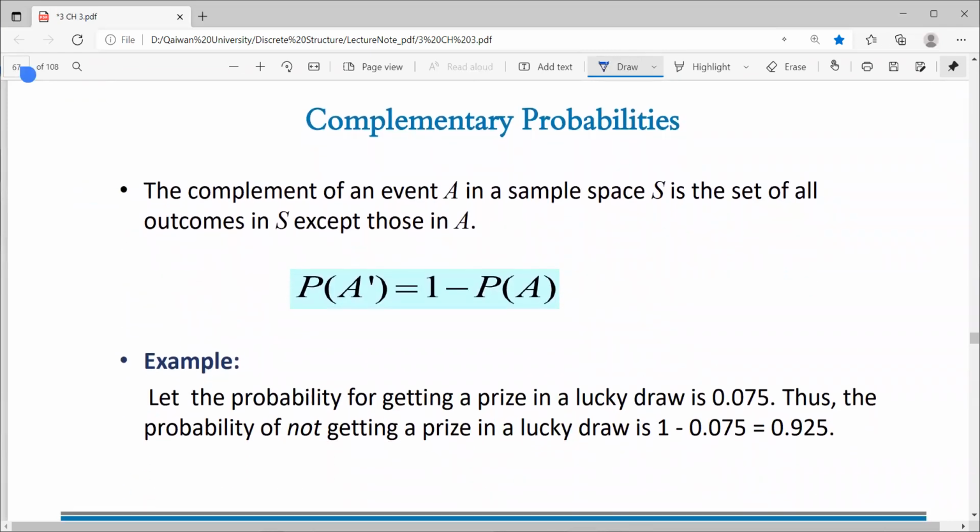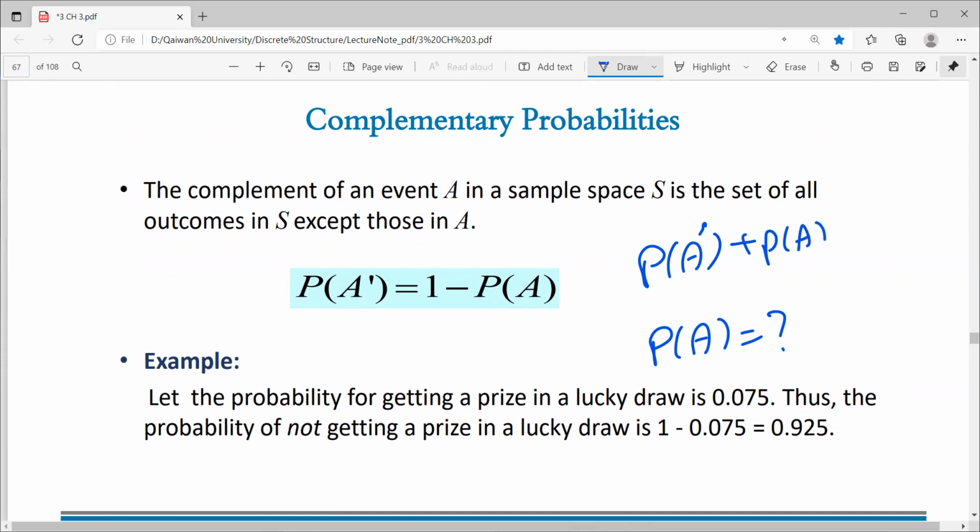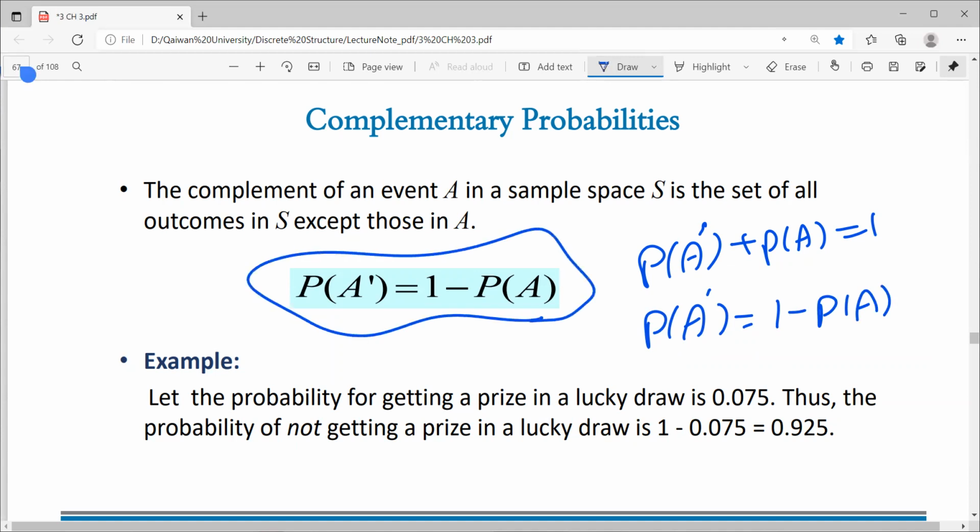We now have complementary probabilities. If we have the probability of A to be something, how about the probability of A complement? As we say, the sum of all probabilities must be 1. That means the probability of A complement plus the probability of A equals 1. So the probability of A complement equals 1 minus the probability of A. You have this rule: the probability of the complement of any event is 1 minus the probability of the event.